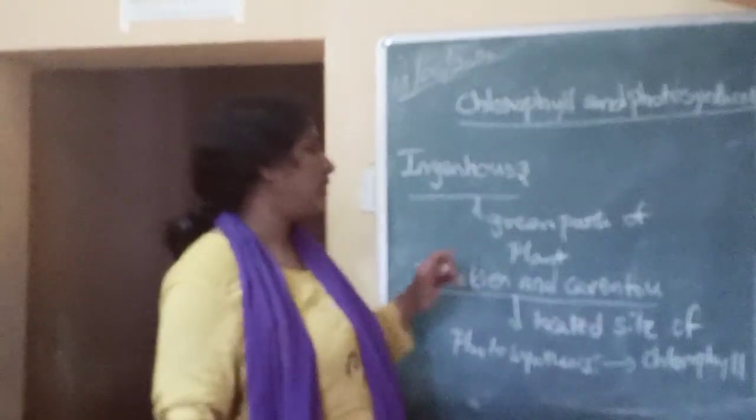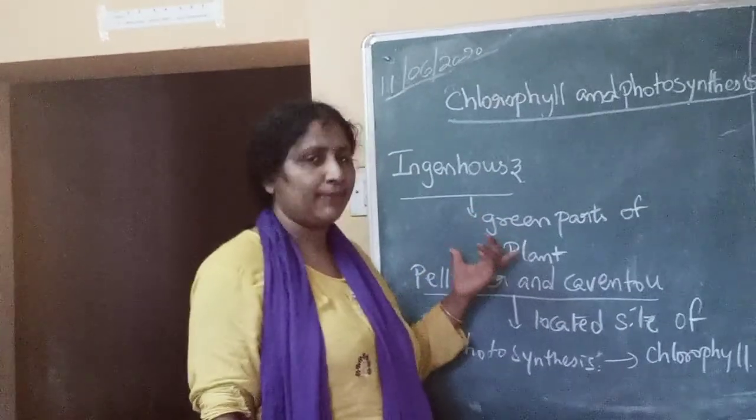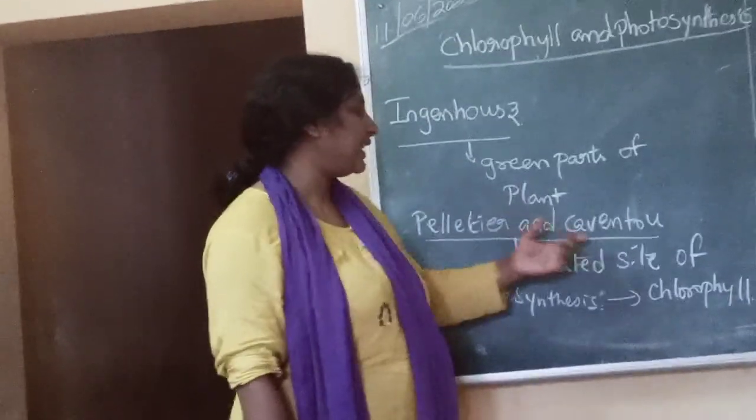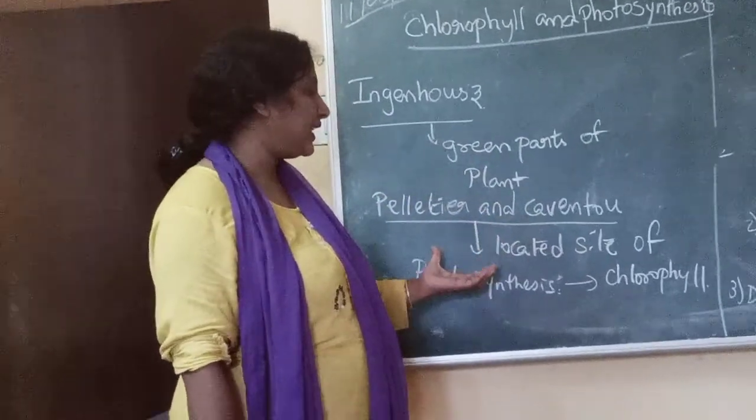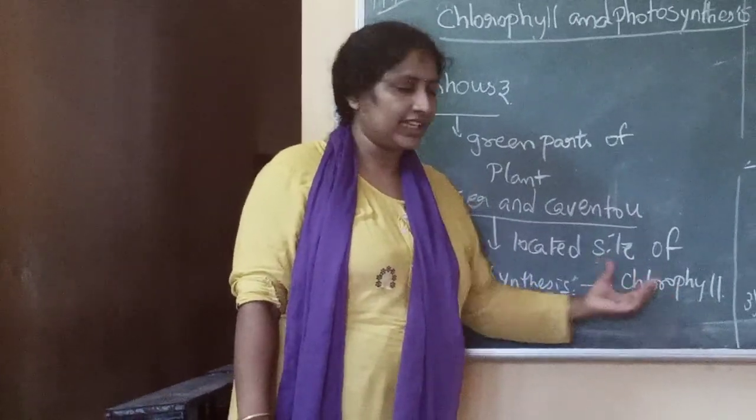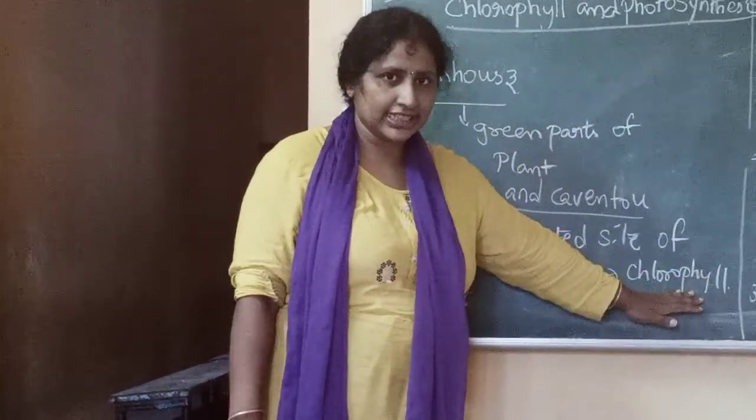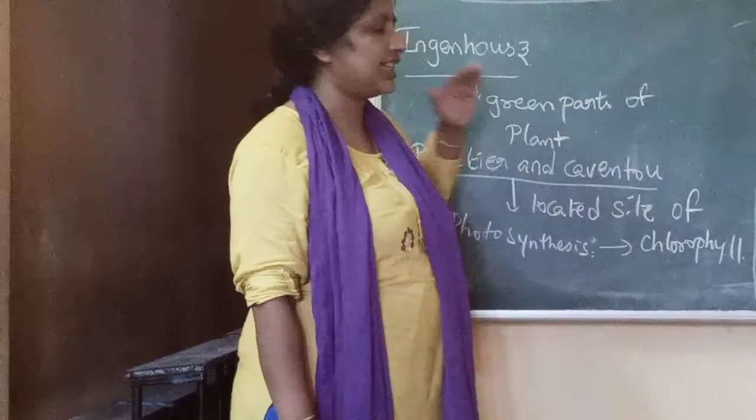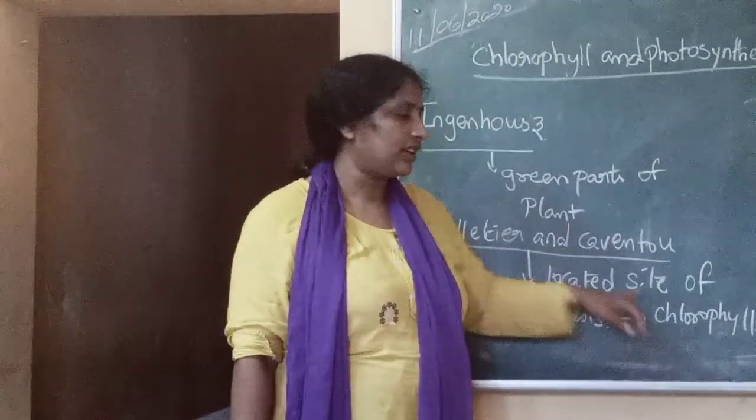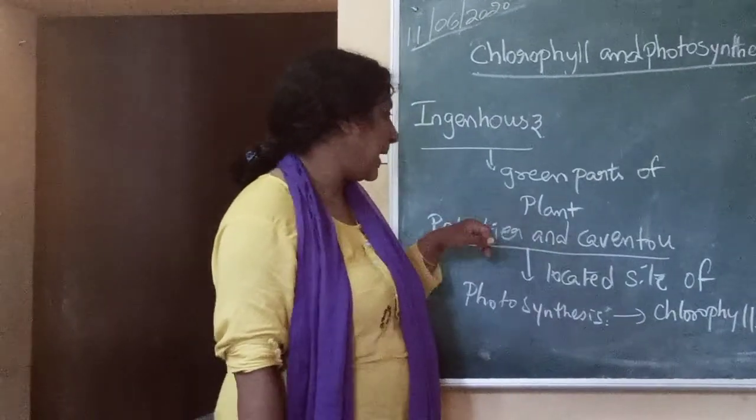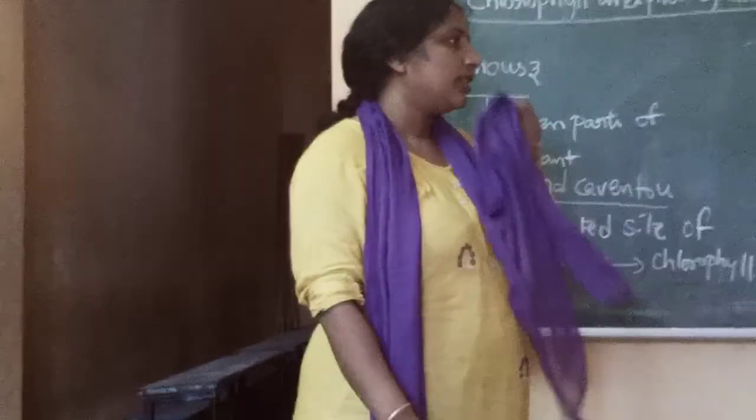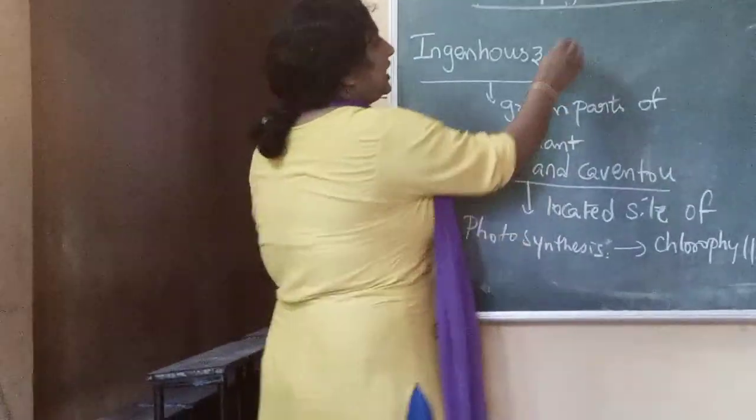Okay. So Ingenhousz told that green parts of the plant are responsible for photosynthesis. Pelletier and Caventou located the site of photosynthesis, that is nothing but chlorophyll. They named it chlorophyll. Chlorophyll is green in color and is responsible for photosynthesis. So the discovery of chlorophyll was done by Pelletier and Caventou. Afterwards, the question still remained.